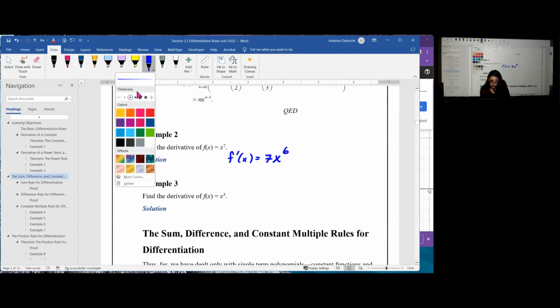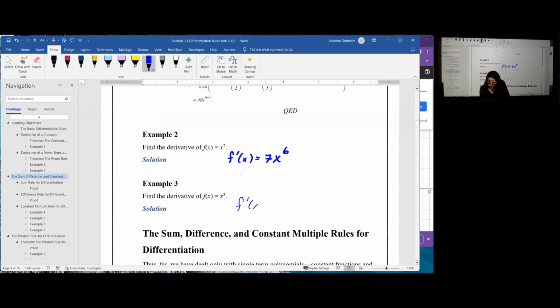Remember, we are pulling the power to the front and multiplying by the power as a constant and reducing the power on the variable by 1. Could I keep going? Of course. If you wanted to find higher order derivatives, you could continue taking the derivative.